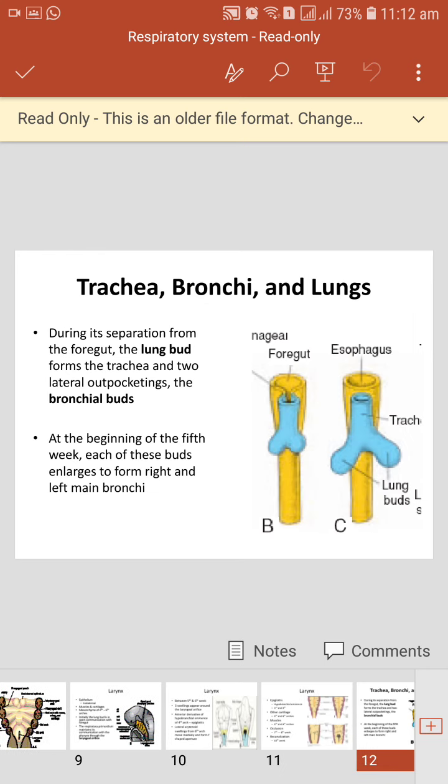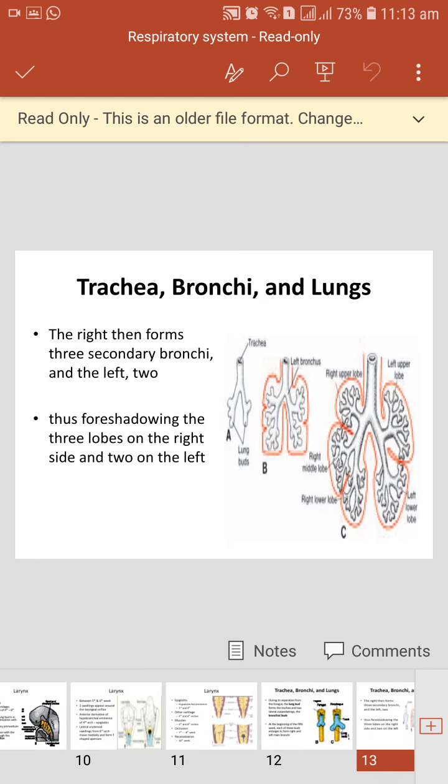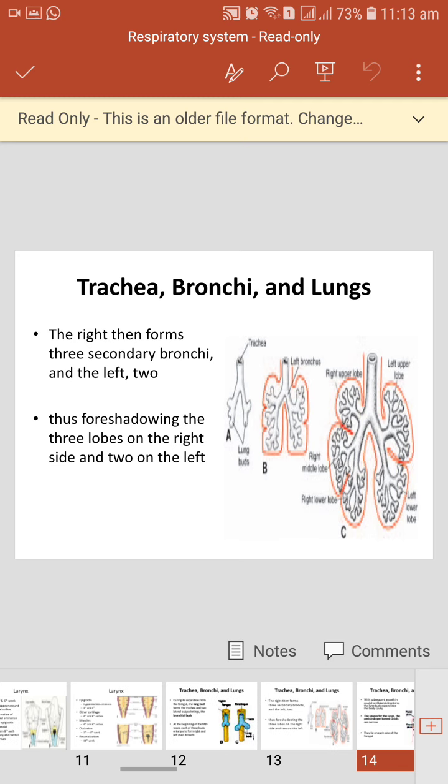During its separation from the foregut, the lung bud forms the trachea and the two lateral outpocketings, the bronchial buds. As you can see in this diagram, the two lateral outpocketings are known as the bronchial buds. At the beginning of the 5th week, each of these buds enlarges to form the right and left main bronchi. The right bronchus then forms three secondary bronchi and the left forms two secondary bronchi. Thus, we can see here that three lobes will be formed on the right side and two on the left.